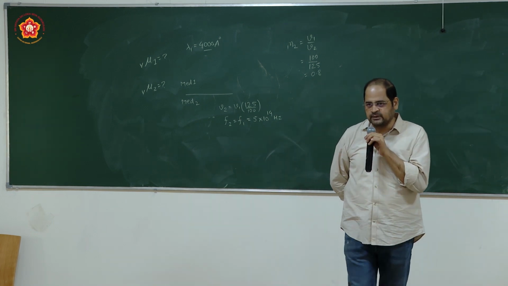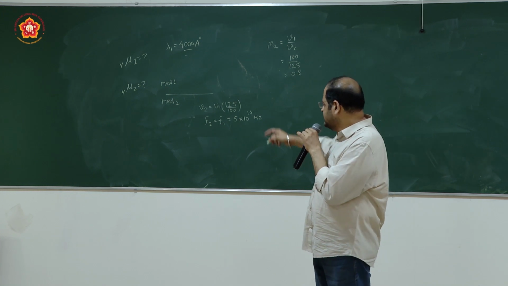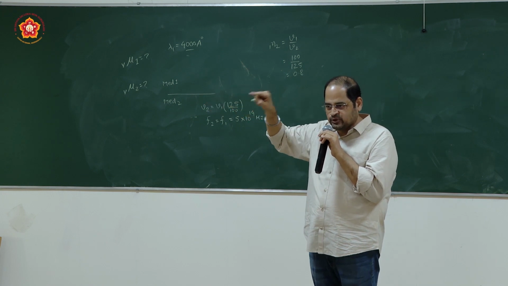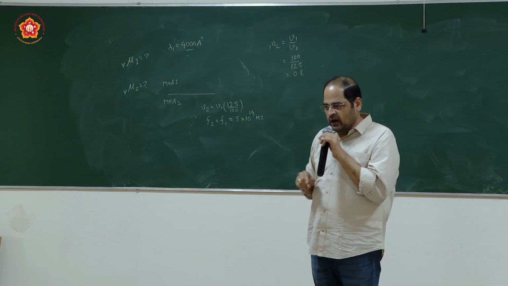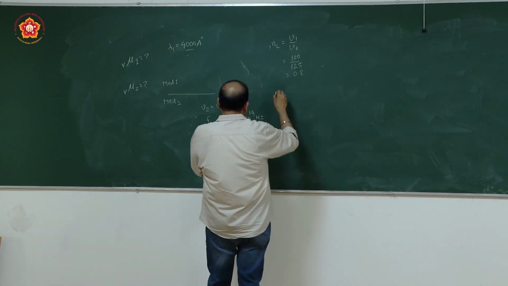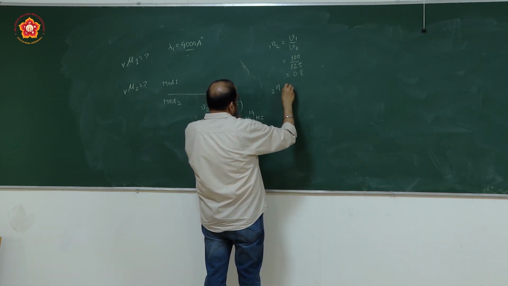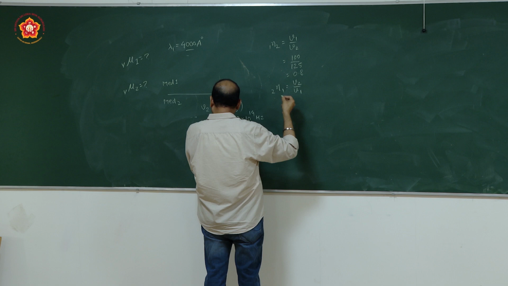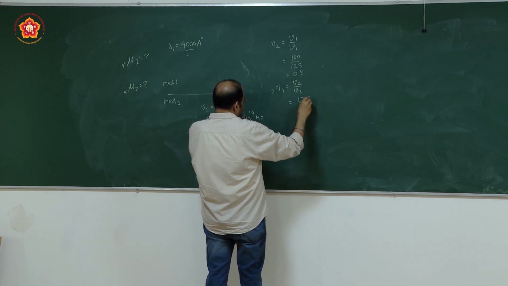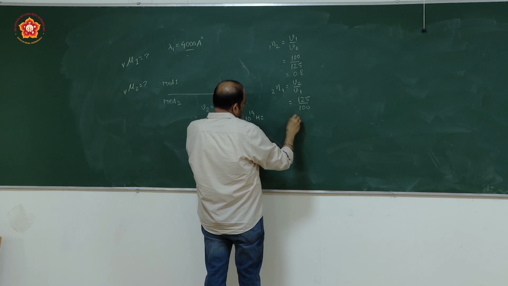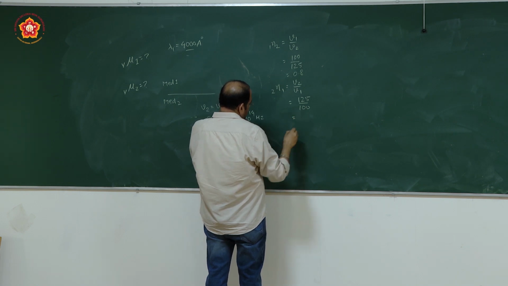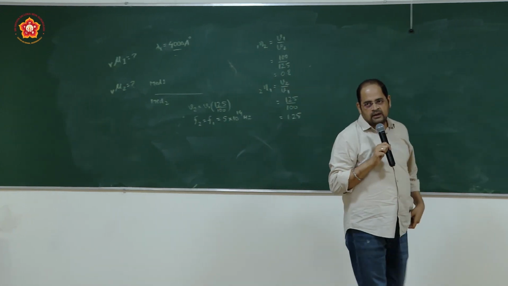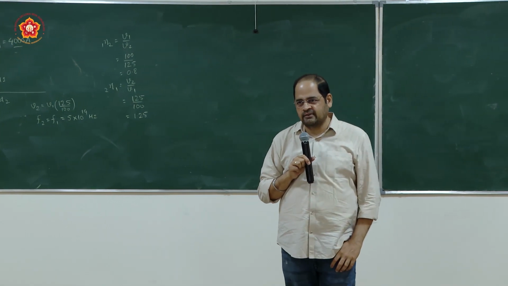Do you understand what you were doing? You were asked to calculate the refractive index of one medium with respect to vacuum, that is absolute refractive index. Or you might have done it this way: refractive index of first medium with respect to second will be velocity in second upon velocity in first, which is 125 upon 100, that is 5 by 4, 1.25. So these two are not the answers to this problem.